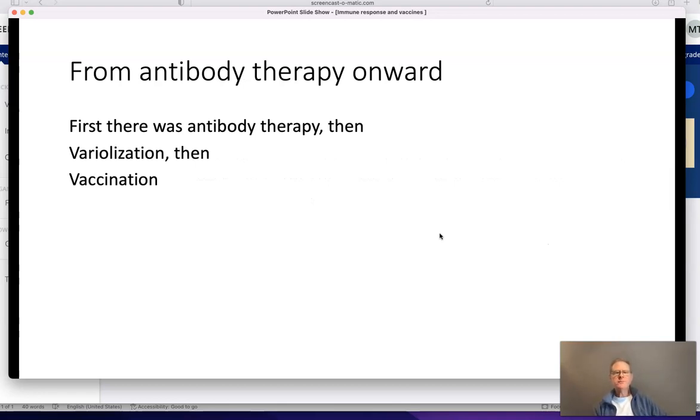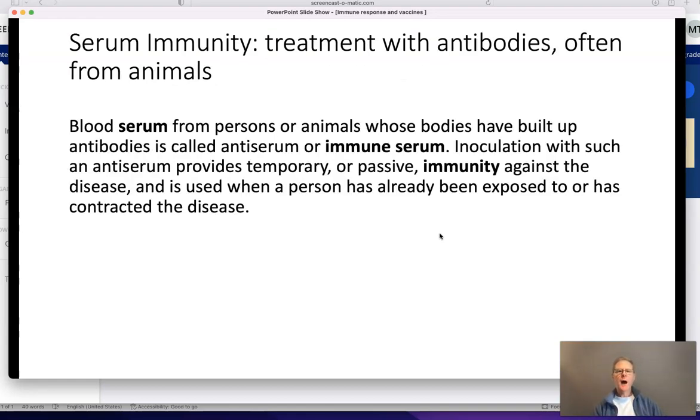So first, we had antibody therapy, then variolization, as we saw in the smallpox week we did, and then vaccination. Okay. Now, before we had vaccines for a lot of things, and this was true during the Spanish flu outbreak in 1918, we used serum immunity. Okay. Treatment with antibodies, often from animals.